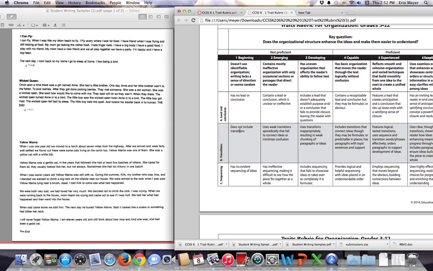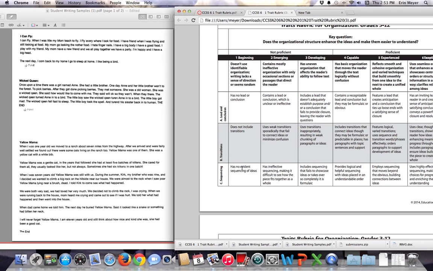Transitions. Does not include transitions or uses weak transitions sporadically that fail to connect ideas and minimize confusion. Well, we have right here, the next day, I come back. My mom go looking. So we have some sort of transitions, but they don't really flow well. So I would give it a 2 as well. Uses weak transitions sporadically that fail to connect ideas or minimize confusion.